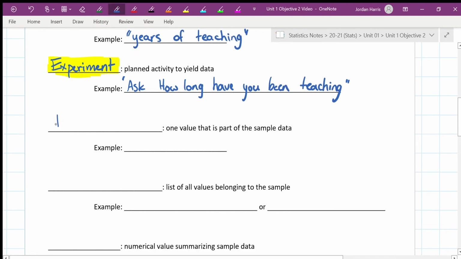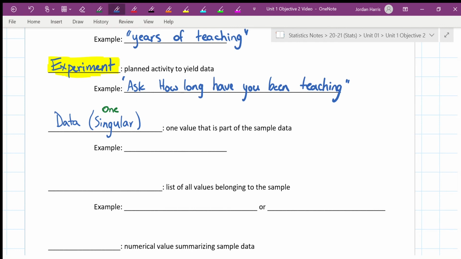Then we get to our next two words, which are the same actually. It's data. So we can have a singular data point. So that means one. Okay, singular means one if you didn't know. So one data point. So it's one value that's part of our sample. Okay, that's the first data.